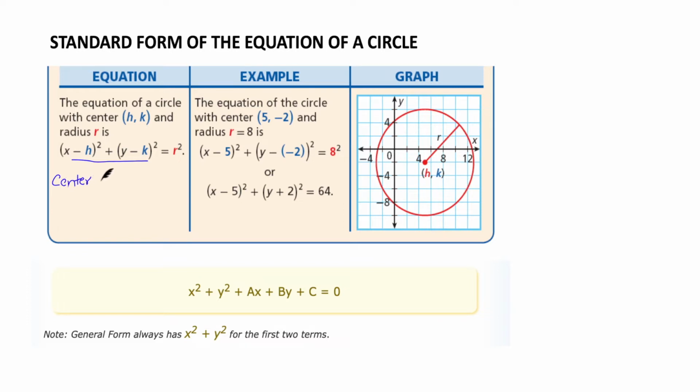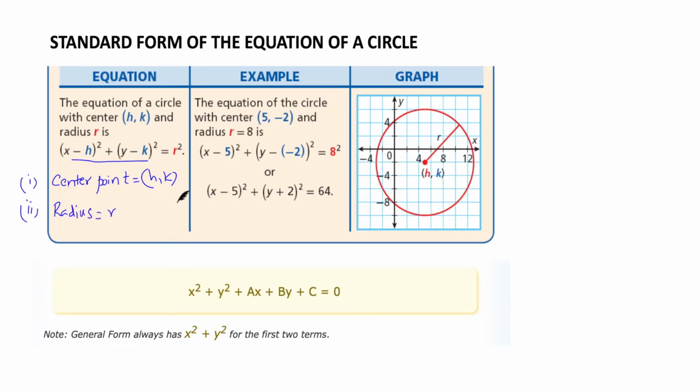To write a circle equation, we basically need two things. The center point, which is (h, k). Please be careful with the signs. You've got negative signs over here. And secondly, you need the radius. If we have these two things, we can easily plug in the values and find out the equation of the circle.